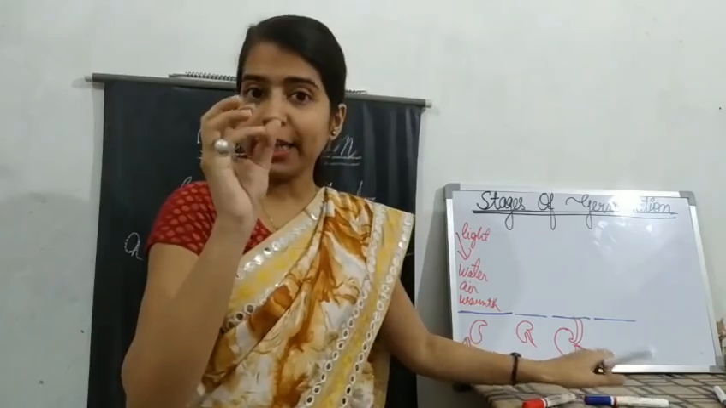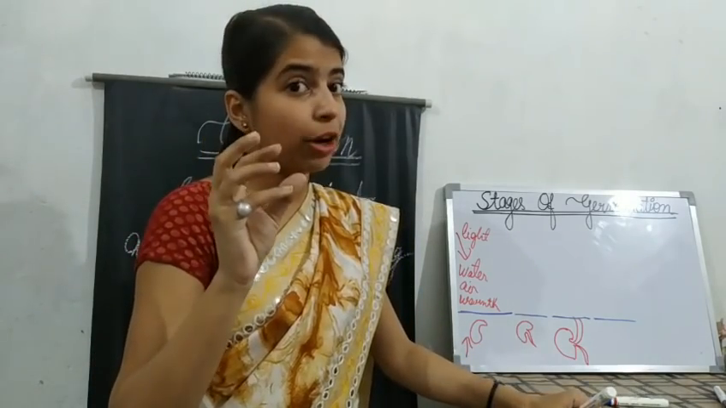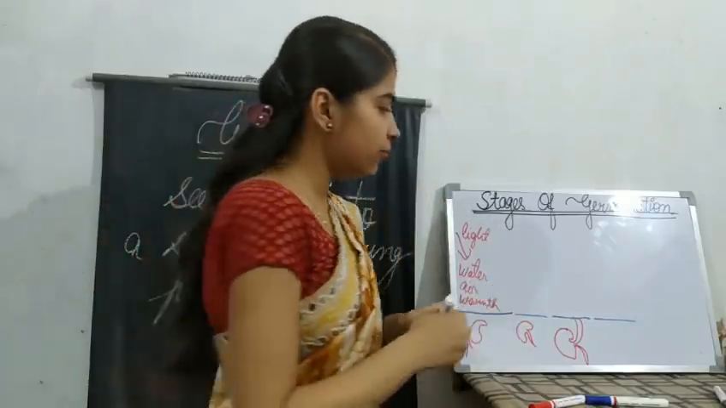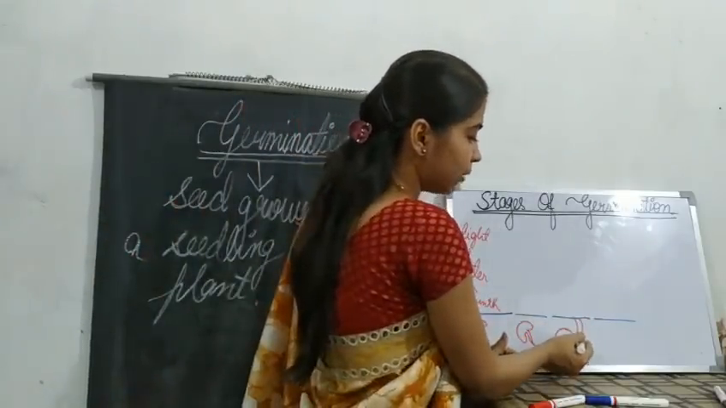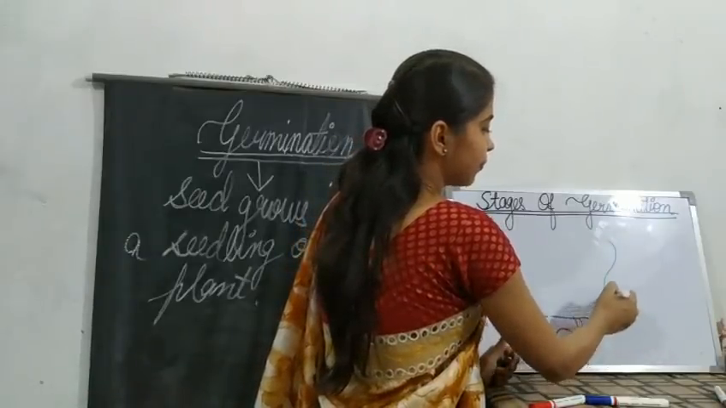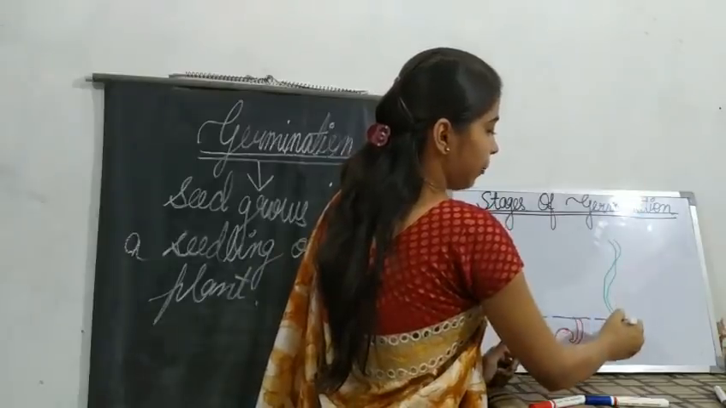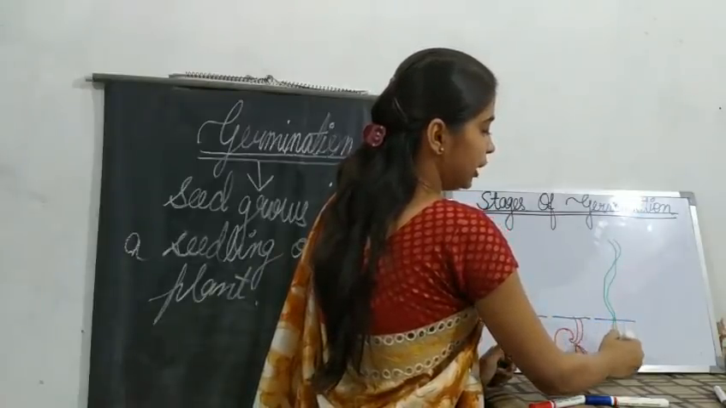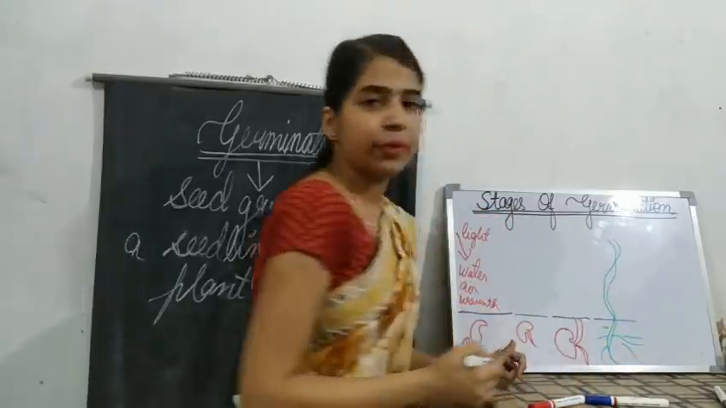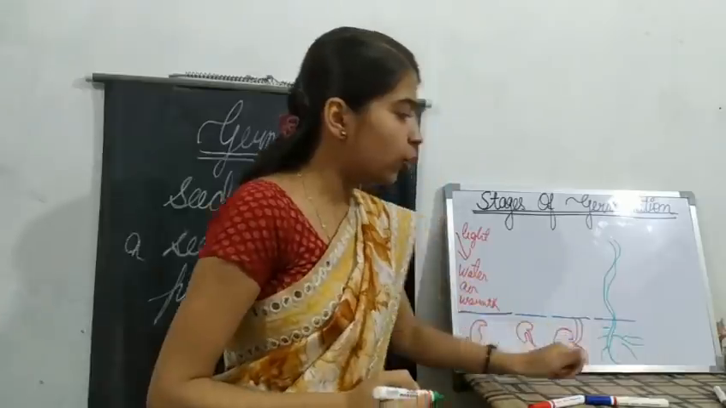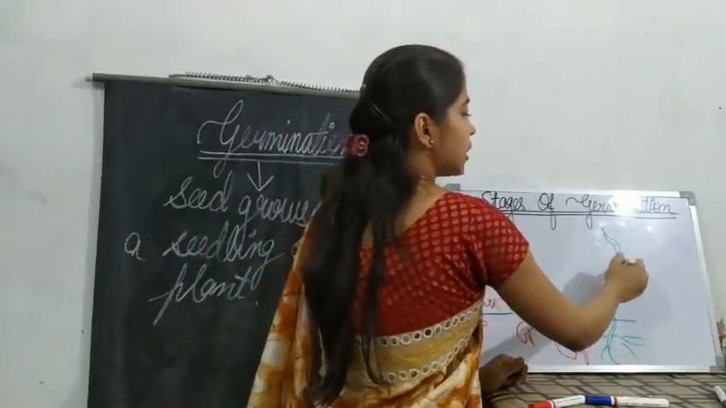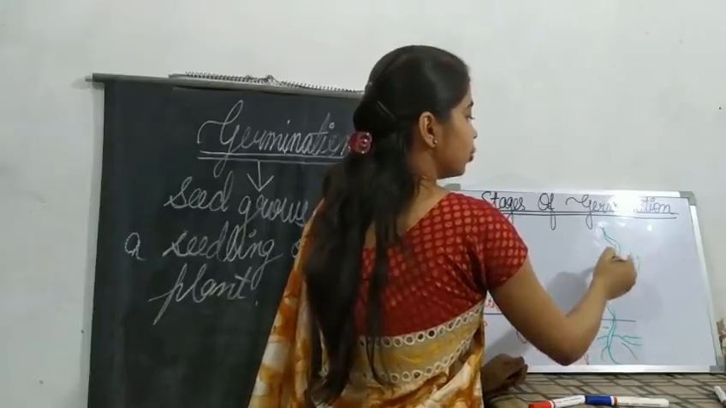Now, the cotyledons of the seed, the middle white portion, will completely vanish. What will happen? The part which was growing up will now start growing above the soil, and the part which was growing down will go deep into the soil and will start developing root. Clear? The portion which goes down will develop into root, and the portion that grows up will develop into shoot.